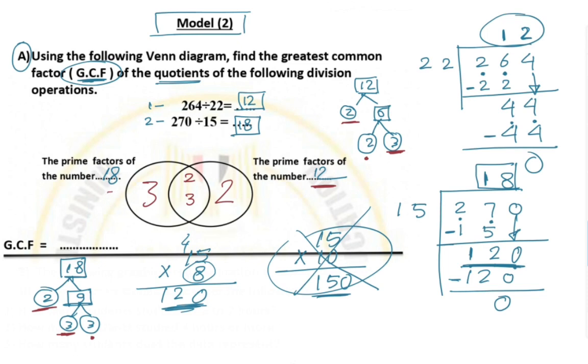Now we finish the Venn diagram, but what do I need to find? GCF. GCF comes from the common factors. I have 2 and 3. Just multiply 2 by 3 to find the GCF as 6. And now we finished the first question of problem number 2. Let's go to question B.